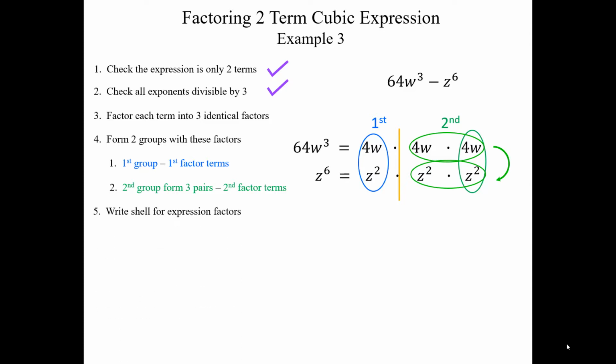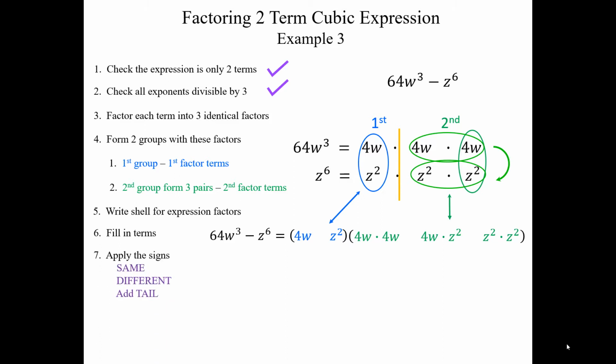Now let's write the shell for our expression with its factors. So 64w cubed minus z to the 6th will have two factors. This is the shell that we're going to fill in. So to fill in the terms here, the first factor will just be those that we circled in our first group. So it'll be the 4w and the z squared. The second factor for this expression then will be the pairs that we circled in our second group. 4w times 4w, 4w times z squared, and z squared times z squared.